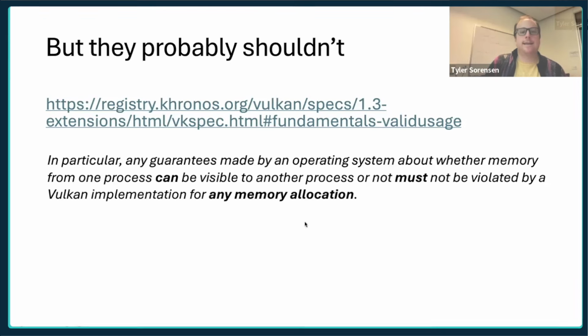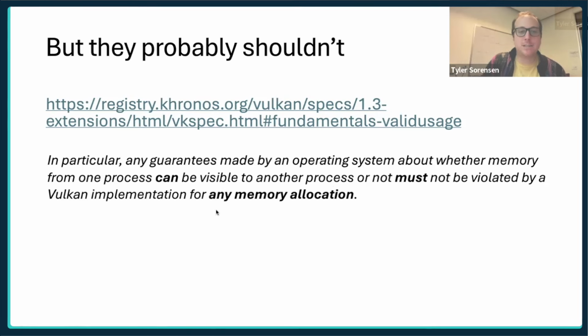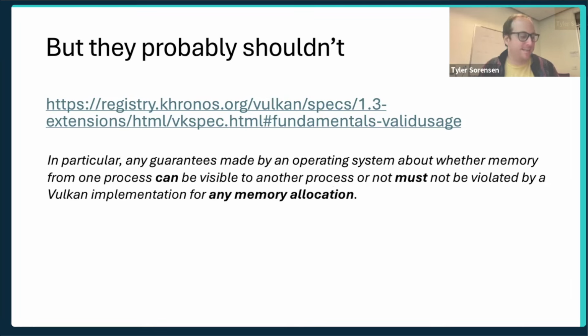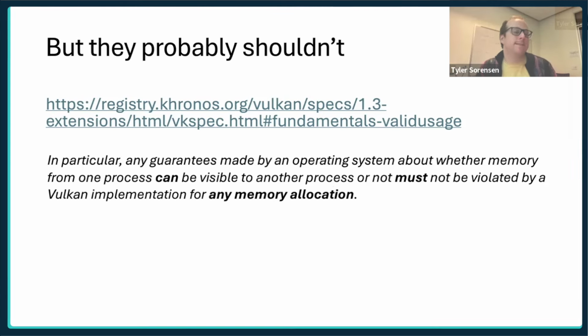Khronos says that any guarantees made by an operating system about whether memory from one process can be visible to another process must not be violated by a Vulkan implementation for any memory allocation. But this is one sentence in a massive specification. And I think we need to do a little bit more work here, but it seems pretty clear that processes should not be allowed to read each other's memory.